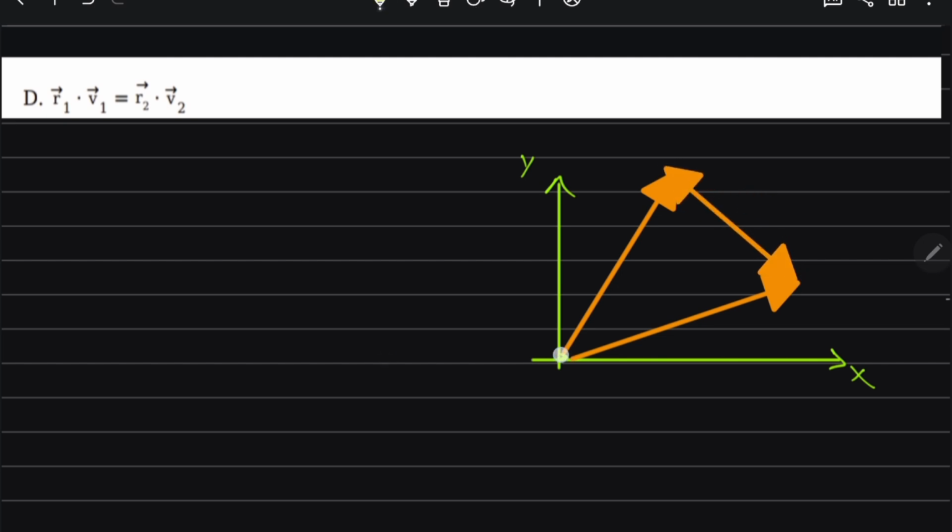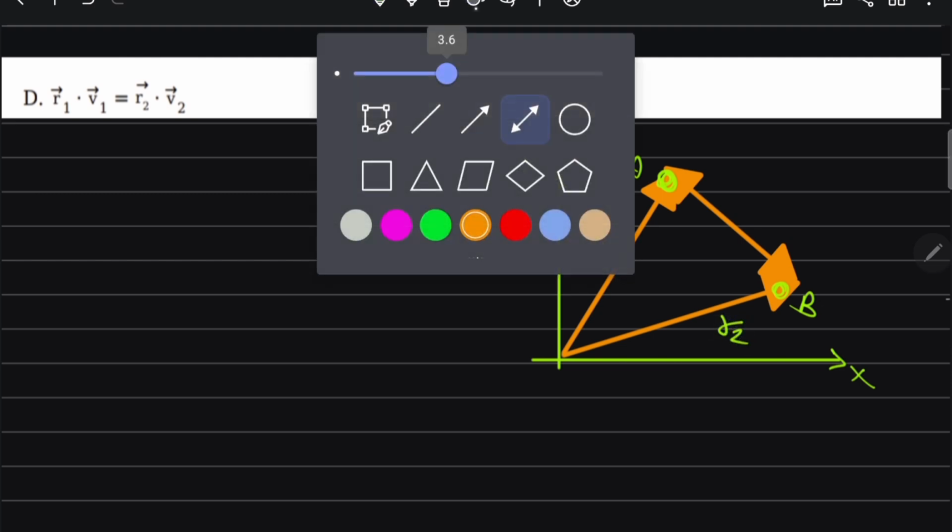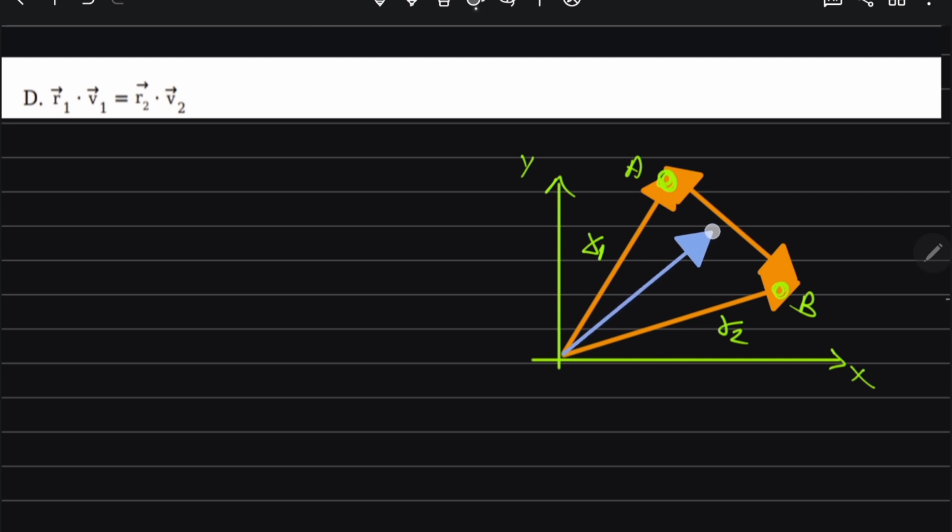So here, this is particle A and this is particle B. This is at position r1 and this is at position r2. And here you see they are going to meet at this point. This is the r vector. They are going to move like this and they collide at this point.